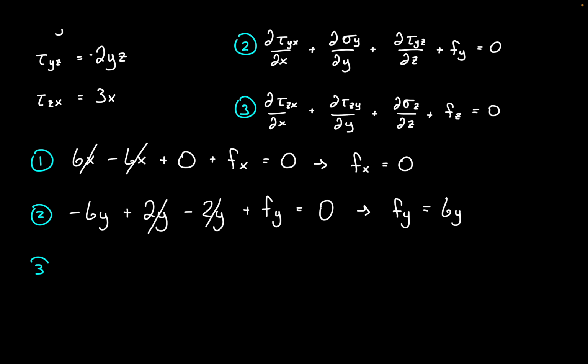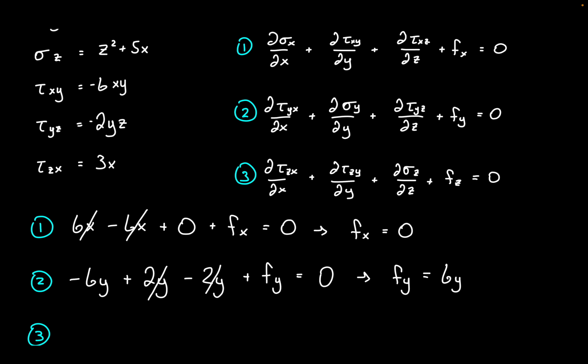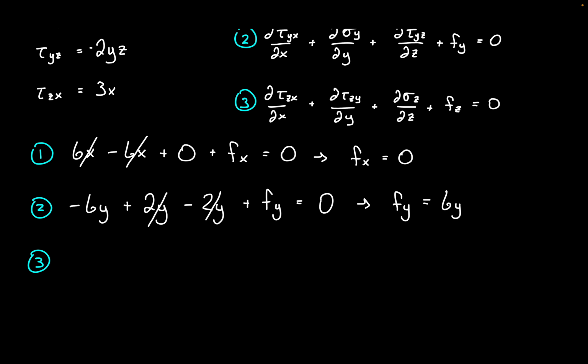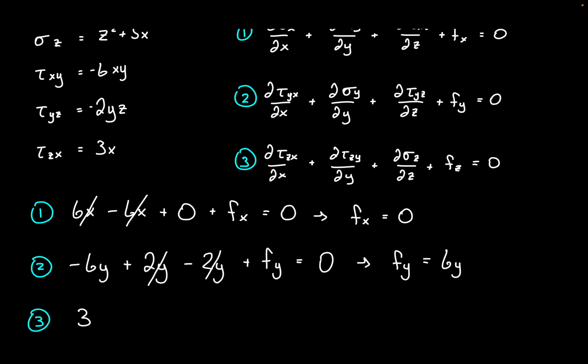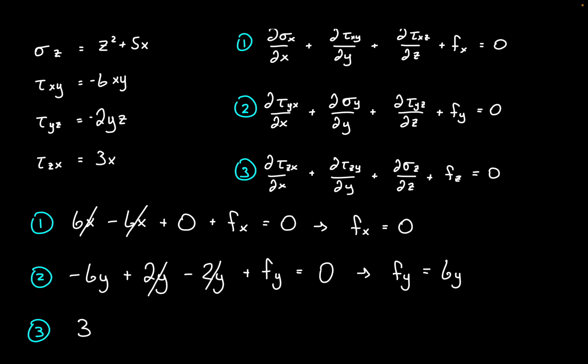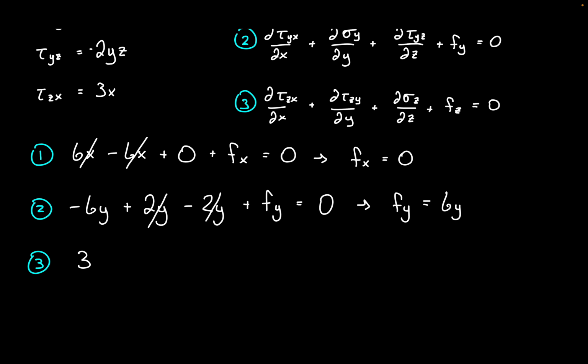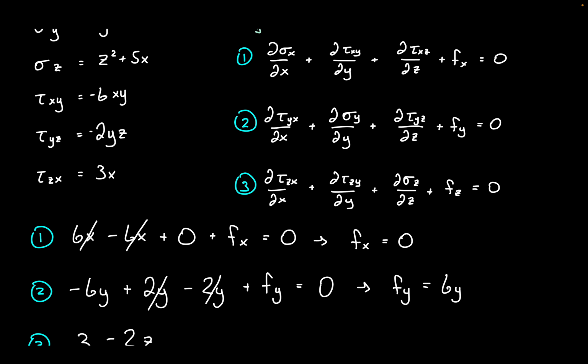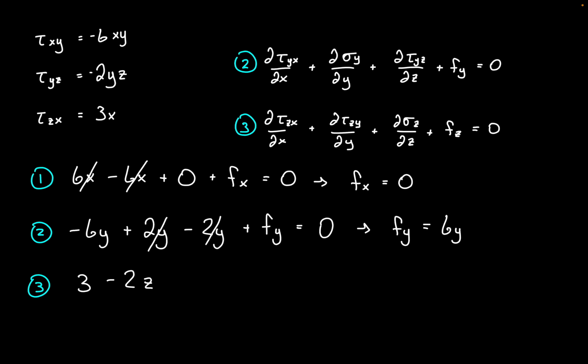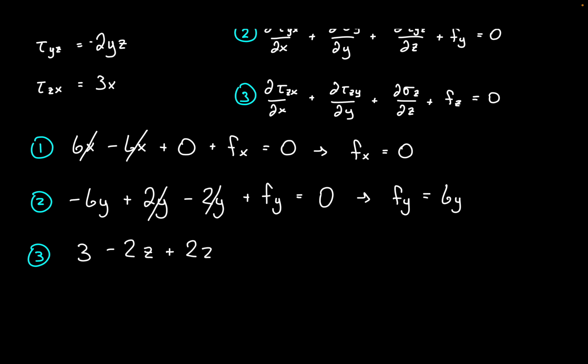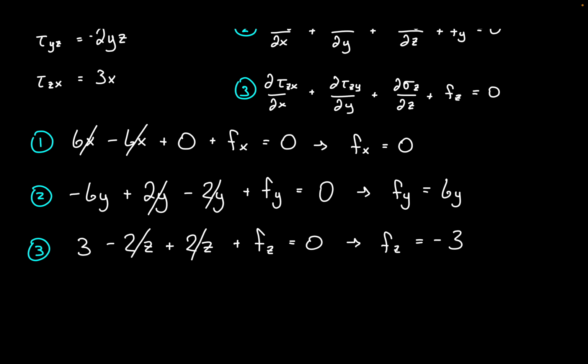And then for equation 3, we have the partial derivative of tau zx with respect to x, which will leave 3. And then the partial derivative of tau zy with respect to y will leave minus 2z. And then the partial derivative of sigma z with respect to z will leave positive 2z. So then these two will cancel, and we'll have plus f sub z equals 0. So then f sub z is equal to negative 3.